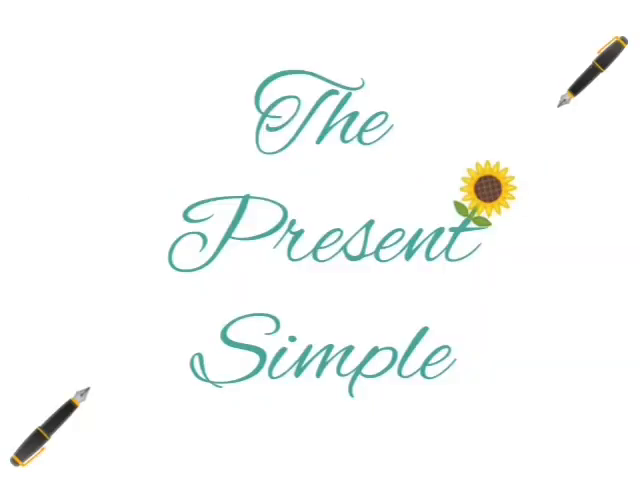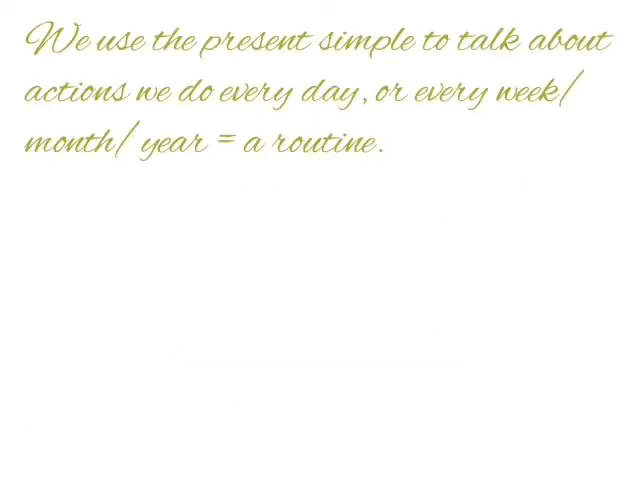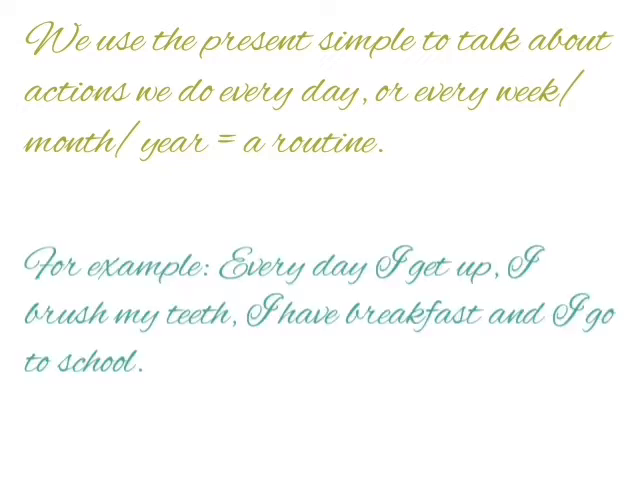We will revise the present simple, when we use it, and how we conjugate the verbs in the present simple. We use the present simple to talk about actions we do every day or every week, month, year, which means a routine. For example, every day I get up, I brush my teeth, I have breakfast, and I go to school.